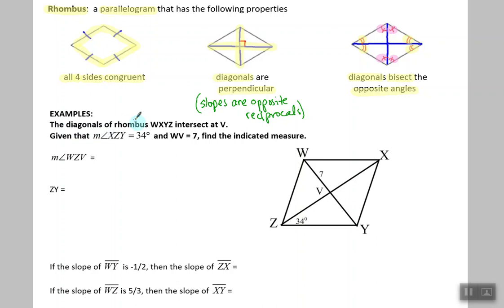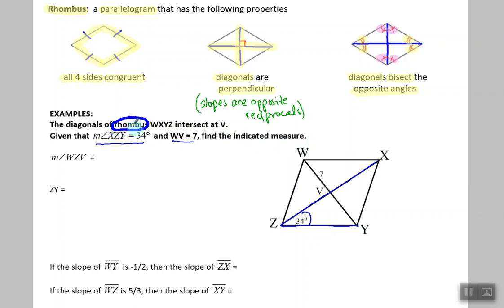The diagonals of rhombus WXYZ intersect at point V. It's important that we know it's a rhombus because it then has all of these properties that we just discussed. Given that the measure of angle XZY equals 34 degrees, that's important to note. Let's make sure it's in our picture. XZY is 34 degrees. Okay, it's shown. And WV equals 7. WV is 7. That's shown too. Find the indicated measure.